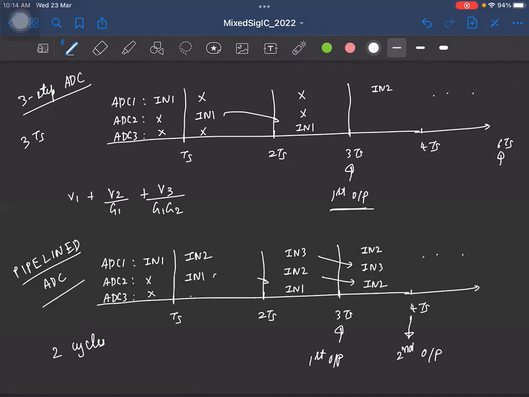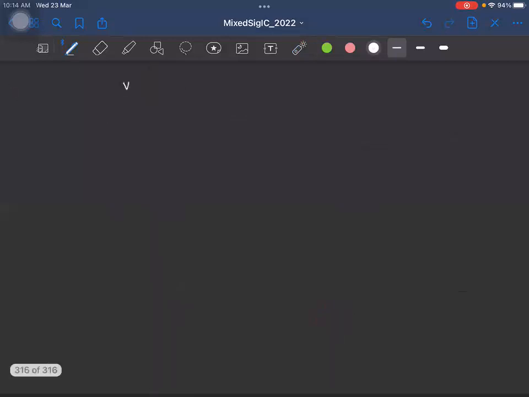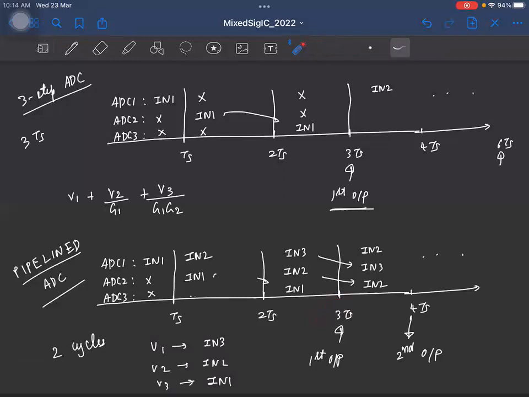Right? And one more point. Let's say you look at the output at this time, 3 TS. The output of the first ADC corresponds to the third input. V2 corresponds to the second input, and V3 corresponds to the first input. What I meant is the estimate of the first input is provided by the third ADC at this point. But at this time, the second ADC output corresponds to the second input, and the first ADC corresponds to the third input sample, right?